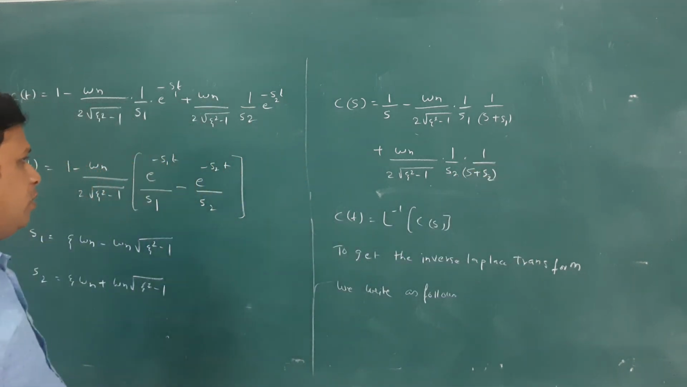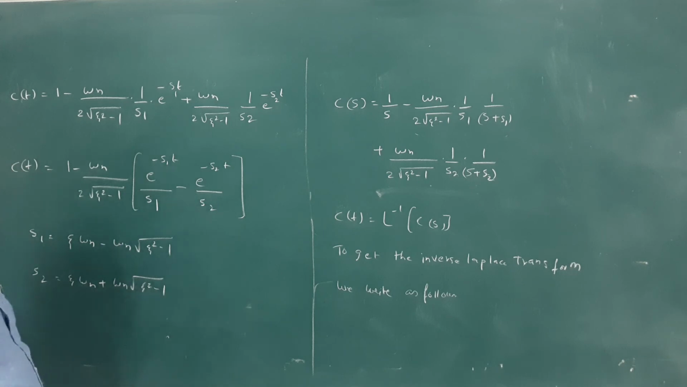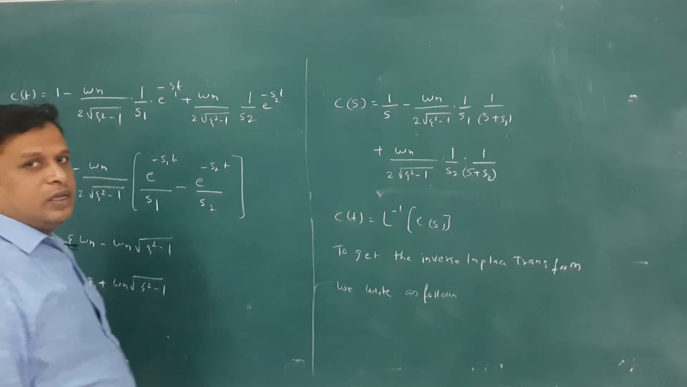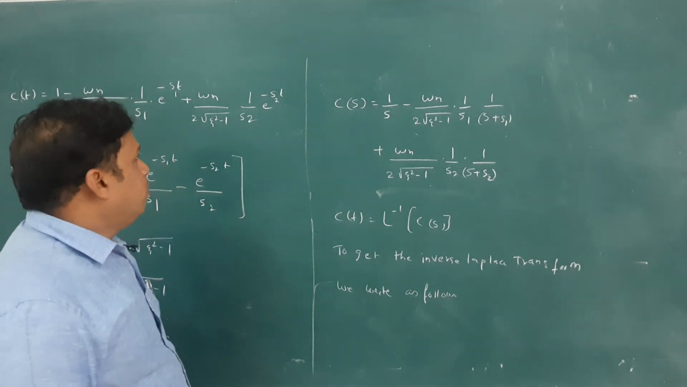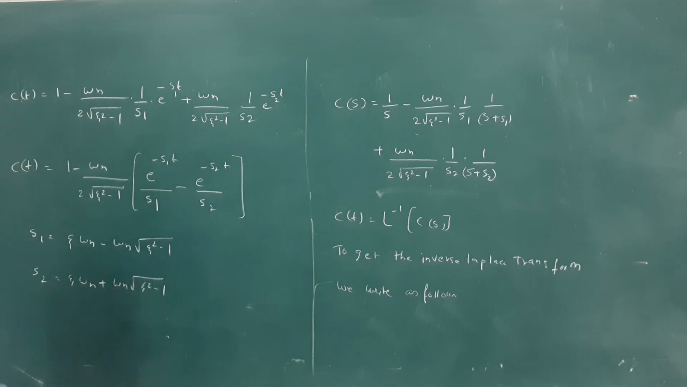In terms of this C of t value, 1 by s plus a form: if you take the inverse Laplace transform of 1 by s plus a, what you get is e power minus a t. So now what is the response? The response of the overdamped second order system has no oscillations. So we will write that now.